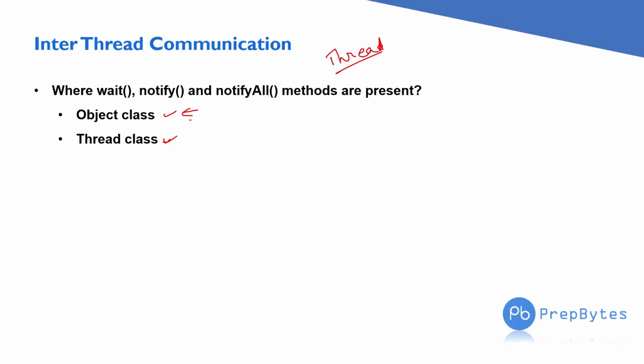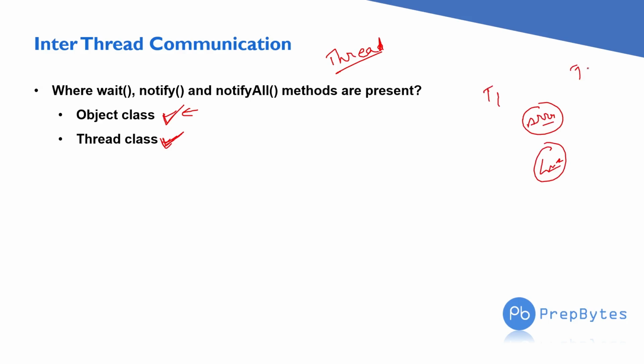Now you will ask, how is this possible? Since they are only used by threads, why do we not keep them in the Thread class? Why are we keeping them in the Object class? The reason is actually very simple. So this is an object, for example an ArrayList. This is an object, for example a LinkedList. Correct? This is an ArrayList object, this is a LinkedList object.